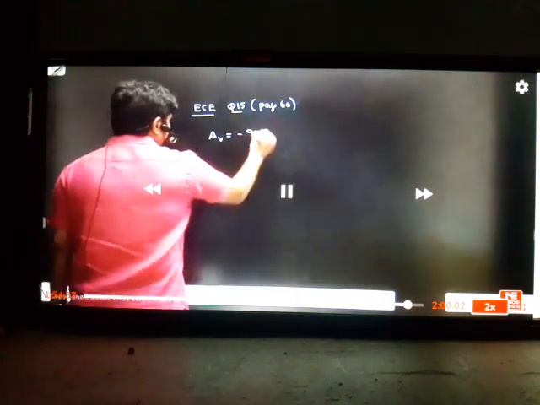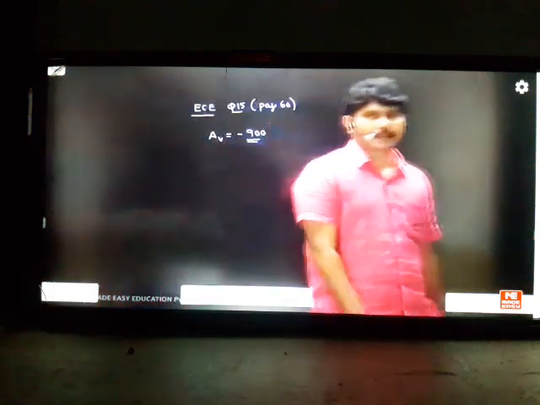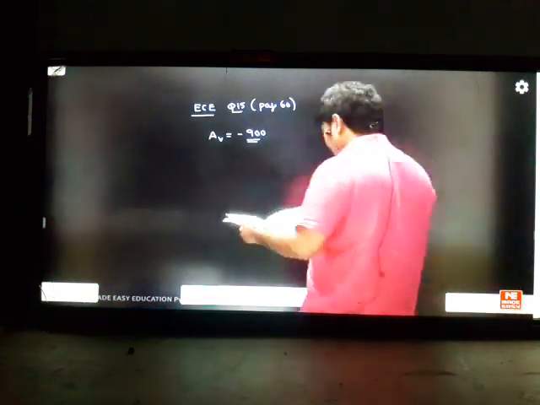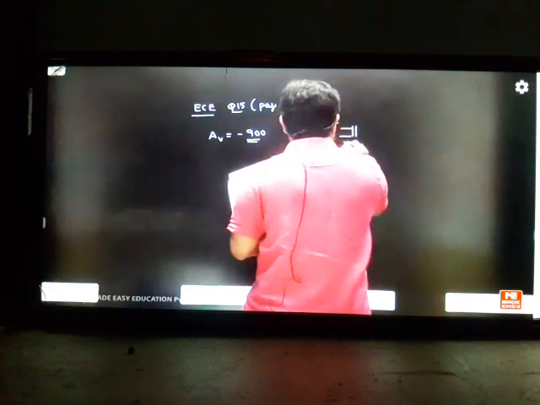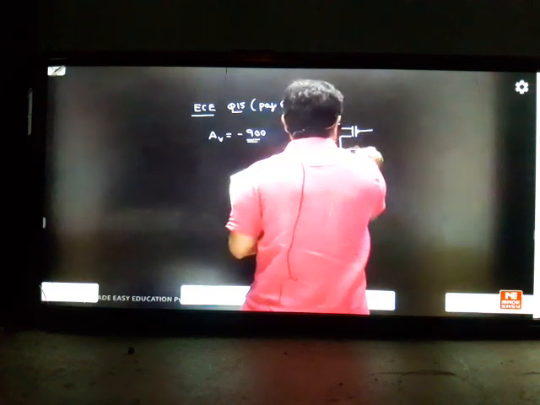So I think this answer has to come as minus 900. This problem's answer should come as minus 900. I'll give a rough discussion about this and develop the basic thinking for you. You can do it yourself.